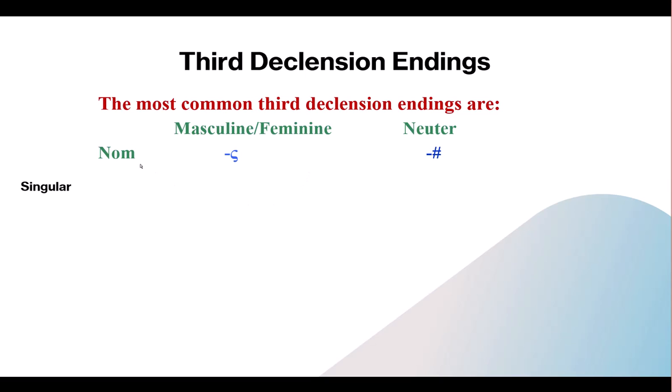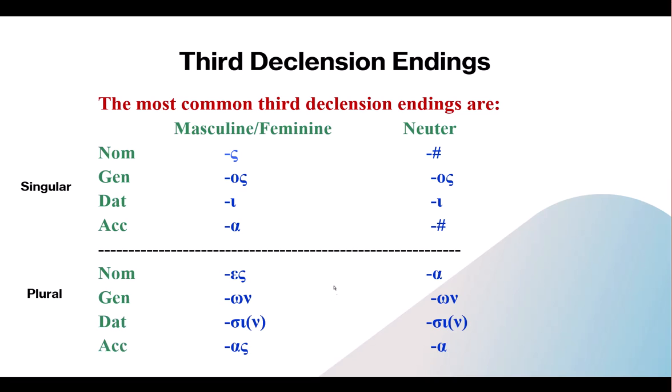So we have the singular endings, and for the masculine and feminine, we have s, os, i, a. I remember that as s-o-s-i-a. And then for the neuters, we have a null and then os, i, null. So one can just say os, i.